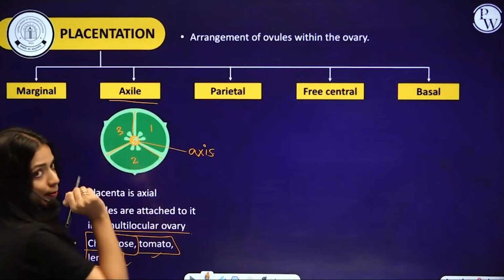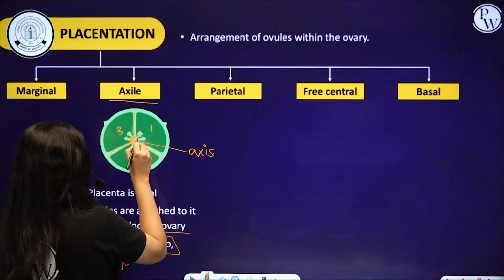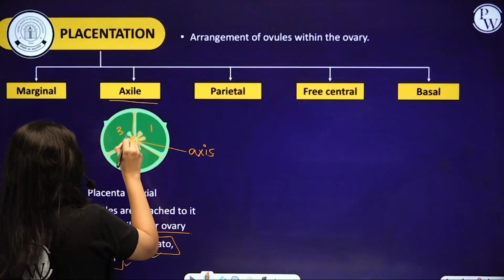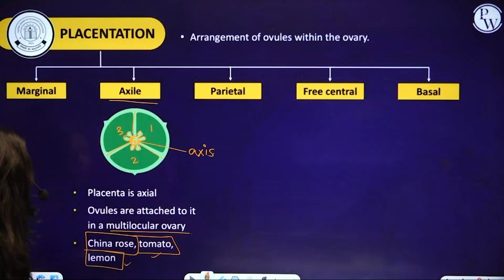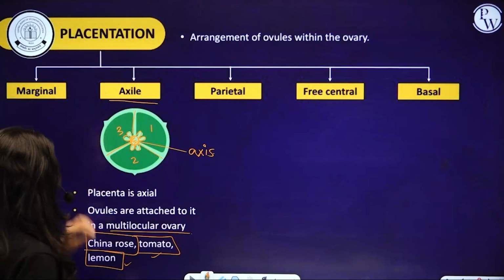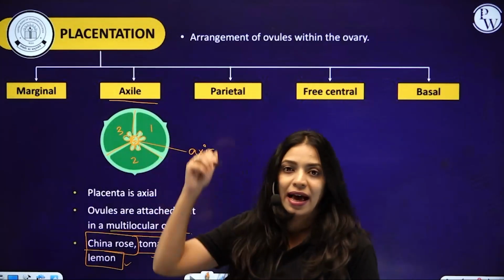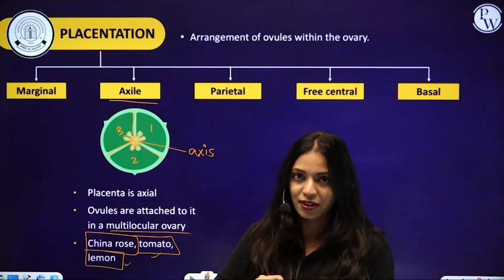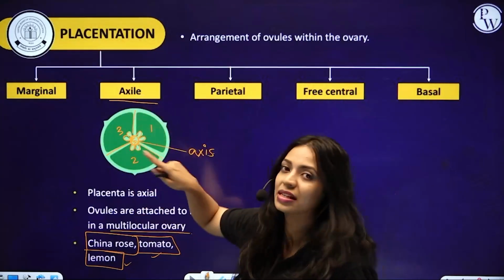This axis is the placenta, and to this axis, ovules are attached. The placenta is axial. The placenta forms a central axis here. To the central axis, the seeds are arranged, right? This is exactly how the seeds are arranged in a lemon.